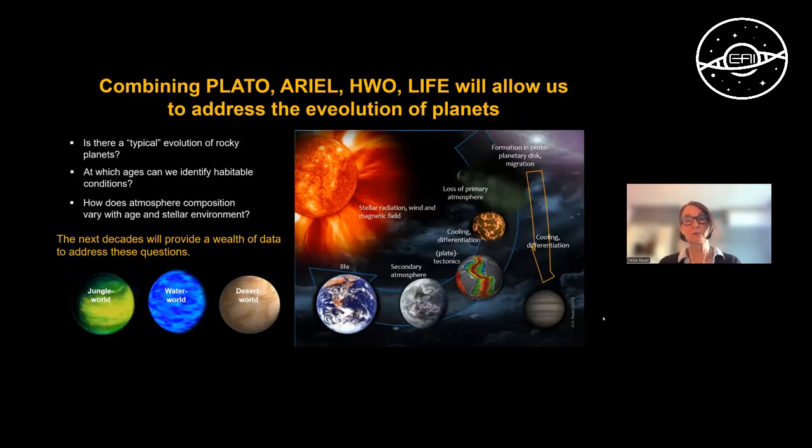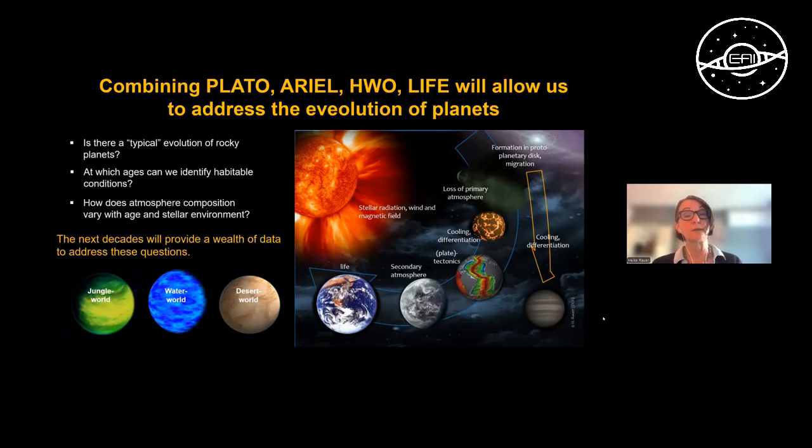So I'd like to conclude with this slide. Usually I conclude talks with results, but this talk has shown you more or less where we are today in terms of rocky transiting exoplanets. And you may say, well, we want more. What we would like to know in particular is which planets are habitable and how they evolve with time. This picture really illustrates my big vision: PLATO comes, Ariel is launched, the Habitable Worlds Observatory, and LIFE. In the next decades, we will be able to address these questions.